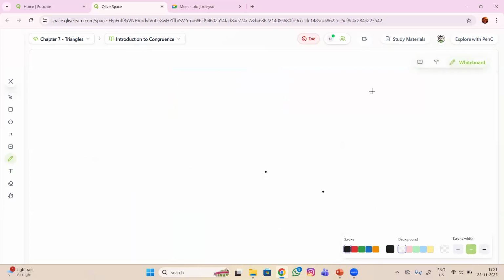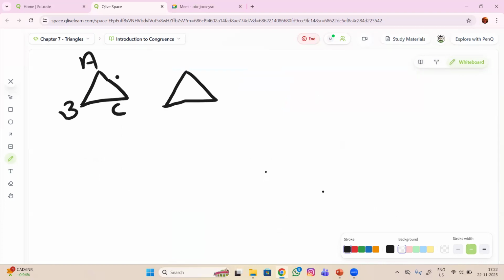So look at this figure. Look at this screen carefully. I have drawn two triangles. I named them triangle ABC and triangle PQR. We can see that these triangles are identical. At first sight, we can say that they are the same size and shape. Then we can say that these are identical or congruent.